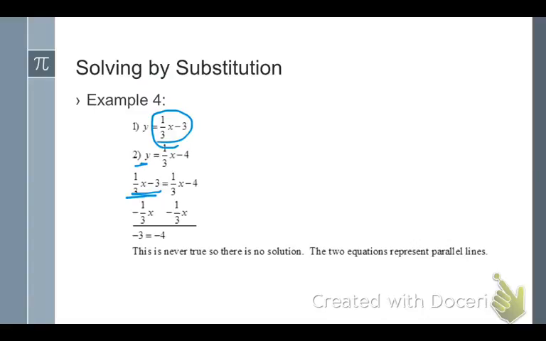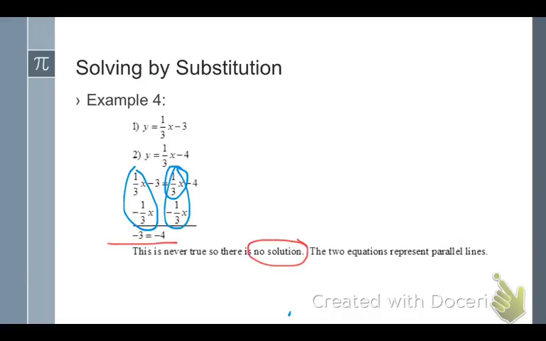So after I do that, this time I want to put all the x's on one side, so I decide I'm going to put them on the left. So I subtract 1/3 x from the right, and I have to subtract 1/3 x from the left also. The problem is, on both sides, the x term becomes 0. So when that x term becomes 0, I'm left with negative 3 equals negative 4, which is what we would call nonsense. Negative 3 is never equal to negative 4, so there is no solution.